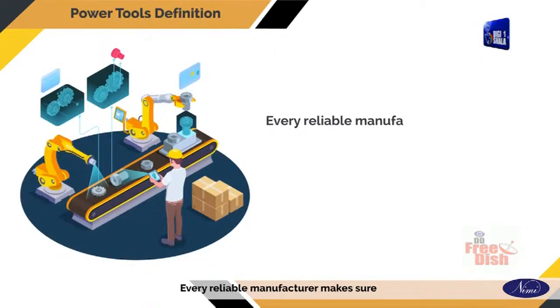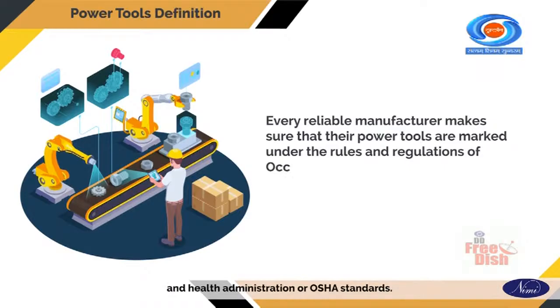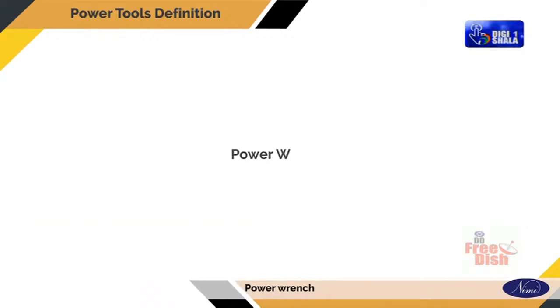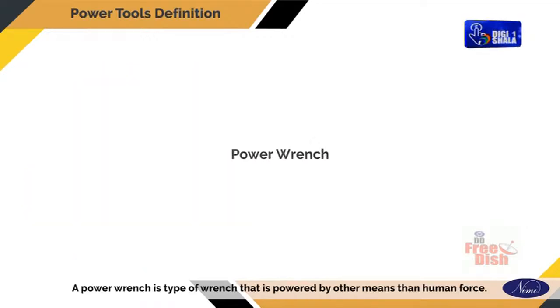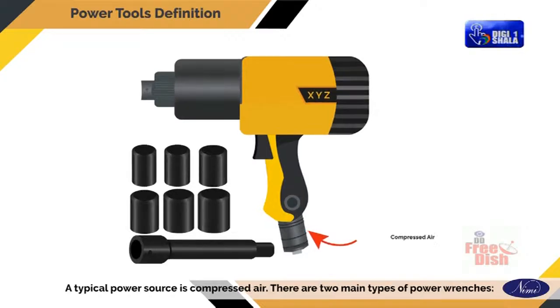Every reliable manufacturer makes sure that their power tools are marked under the rules and regulations of Occupational Safety and Health Administration or OSHA standards. Power wrench. A power wrench is a type of wrench that is powered by other means than human force. A typical power source is compressed air. There are two main types of power wrenches.